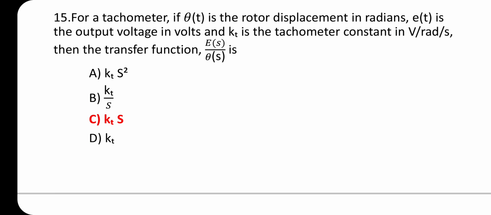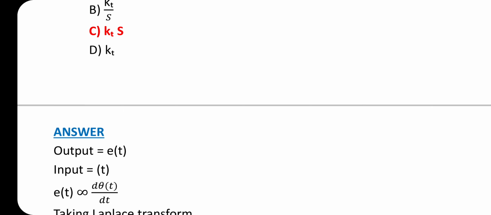Question number 15. For a tachometer, if theta of t is the rotor displacement in radians, E of t is the output voltage in volts, and K T is the tachometer constant in volt per radians per second, then the transfer function E of s divided by theta of s is. Answer is option C, Kt into S.